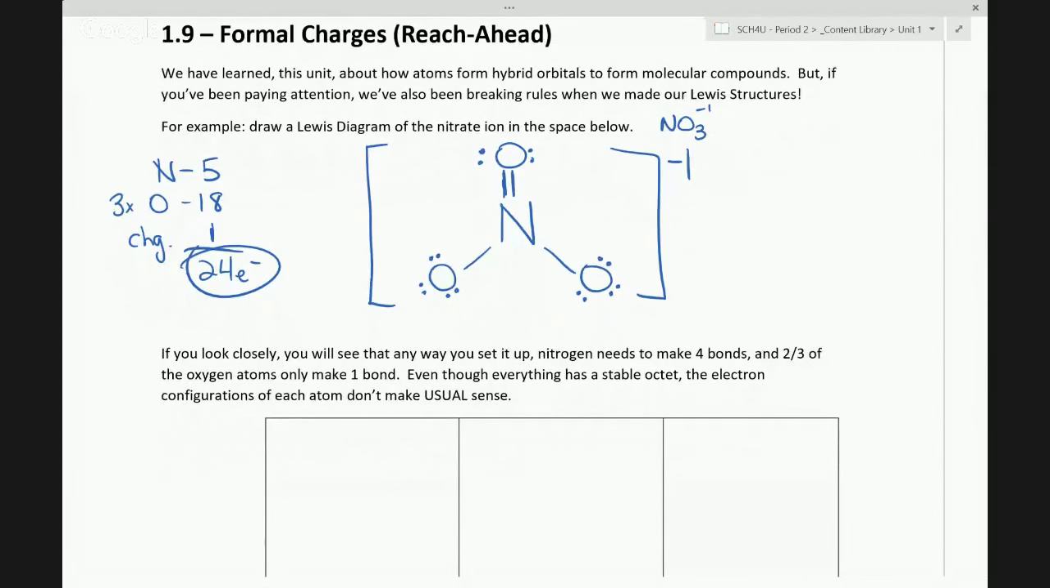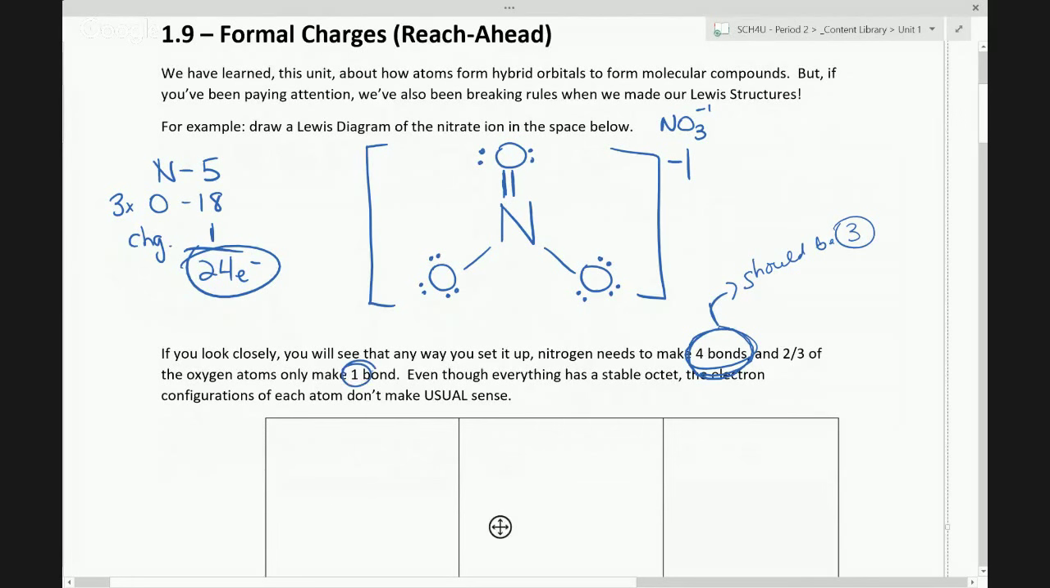But if you look closely, you're going to see a problem. And the problem is that for this structure to work, nitrogen is making 4 bonds. But nitrogen's not allowed to make 4 bonds. Nitrogen, if you remember, is supposed to make 3 bonds. What to do? And then if you look, 2 of the 3 oxygens are only making 1 bond. But of course, oxygen should be 2.